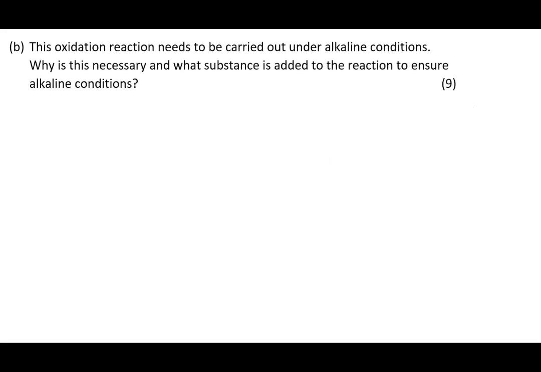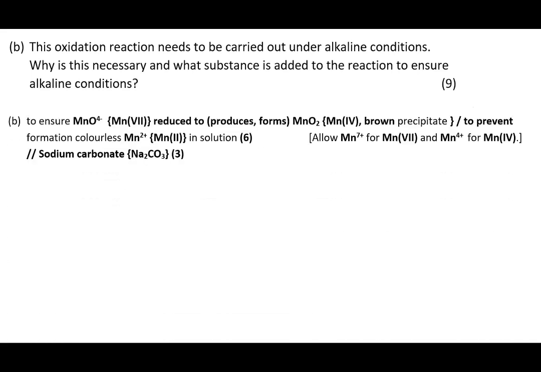Okay. The oxidation reaction needs to be carried out under alkaline conditions. Why is this necessary, and what substance is added to the reaction to ensure alkaline conditions? So you need the alkaline conditions to ensure that the MnO4 minus or the Mn7 plus is reduced to MnO2 or Mn4 plus. So if you have either of those in there, that's fine. Or you could also say that it prevents the formation of Mn2 plus.